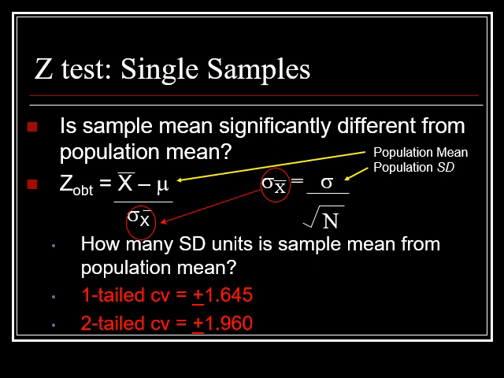In other words, this score is unlikely to occur randomly, less than 5% of the time. If it was a two-tailed test, it's got to be 1.96 or higher. So again, it's a higher number, it's harder to obtain.